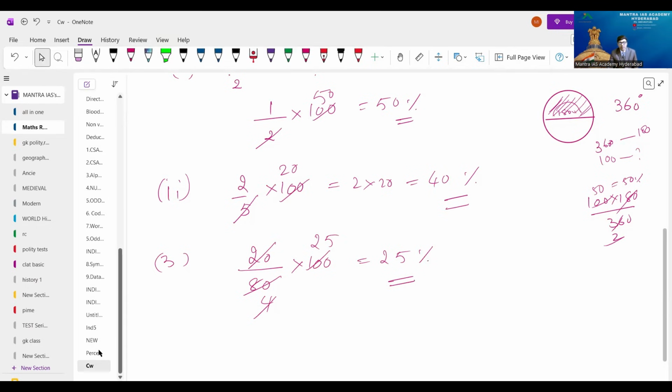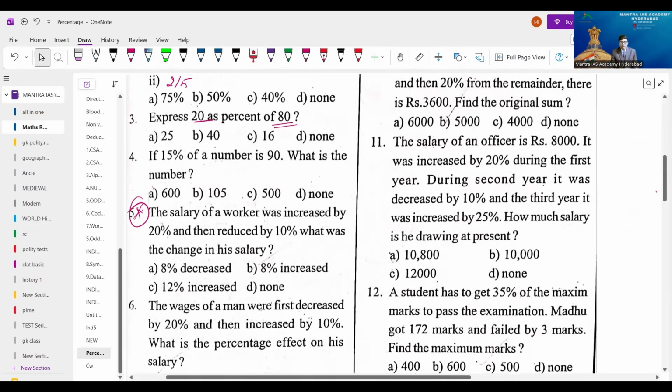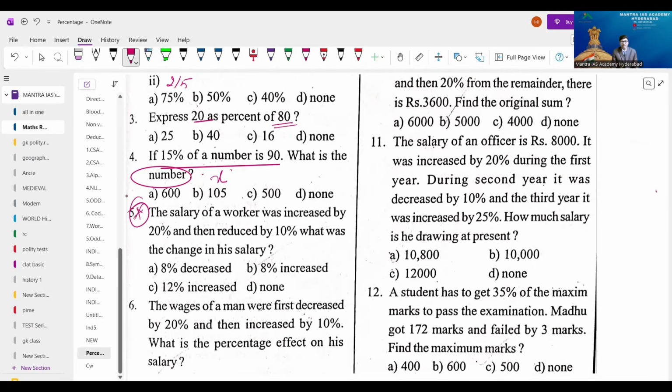Then go to question number 4. If 15% of a number is 90, then what's the number? Same style here. I don't know the number, so whenever you have an unknown number in mathematics, we always consider it as X. Let the number be X. So 15% of X is 90. I'll write in the solution part now.